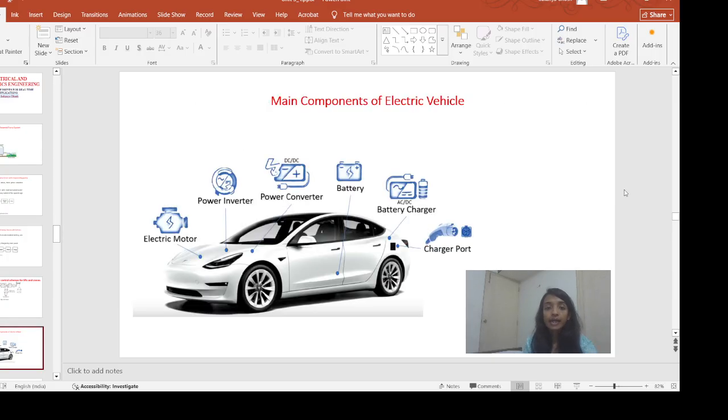So the next part is the main components of the electric vehicle. In an electric vehicle, we have this electric motor, we have this power inverter, we have the power converter, we have the battery, we have the battery charger, we have the charge port.